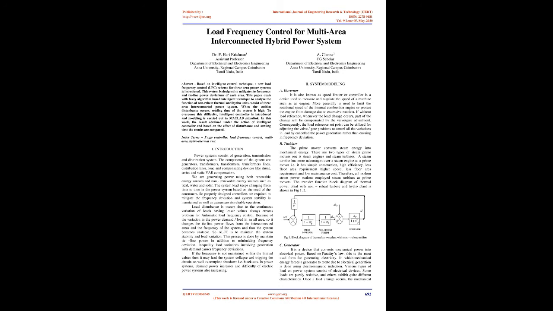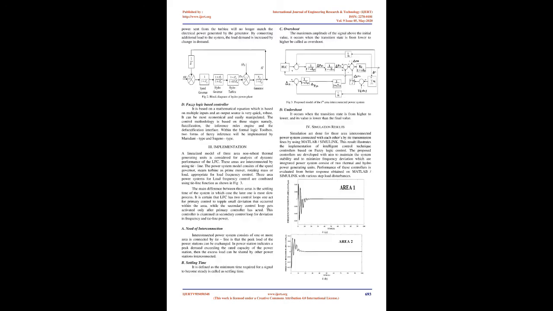This process is done by maintaining tie-line power in addition to minimizing frequency deviation. Unequal load variations, involving generation and demand, cause frequency deviations. If the frequency is not maintained within the limited values, it may lead to system collapse and tripping of the circuits as well as complete shutdown, i.e. blackouts. In power systems, demand for power increases and the complexity of electric power systems is also increasing.